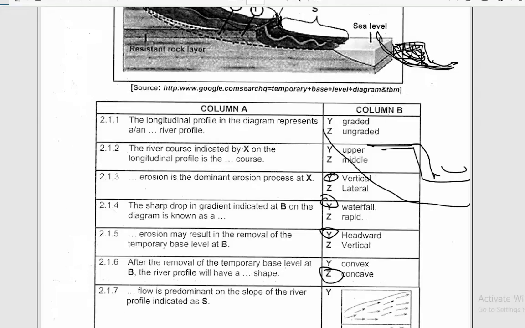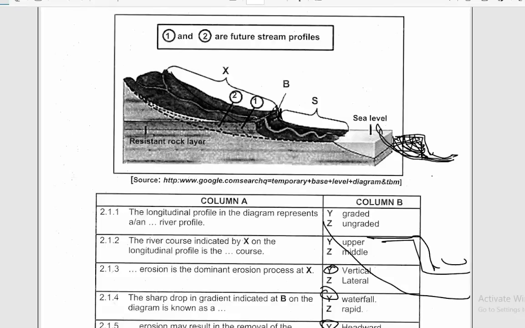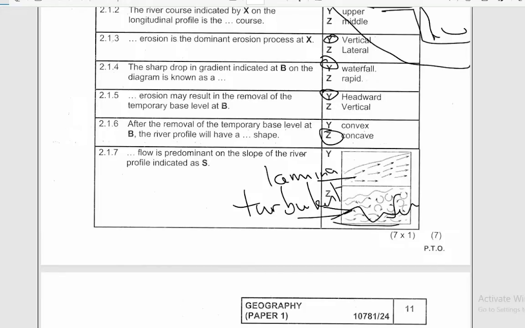Then the last one: the flow is predominant on the slope of the river profile as indicated at S. If you check at S here, we are in the lower course of the river. We are feeding into the mouth, which is the sea. So we have two types of flow. This is what we call the laminar flow, and this is what we call the turbulent. Turbulent, we are saying the flow surface is not even. The water is plunging up and down and is having an uneven flow. But if the flow surface is smooth, the water will flow quietly.